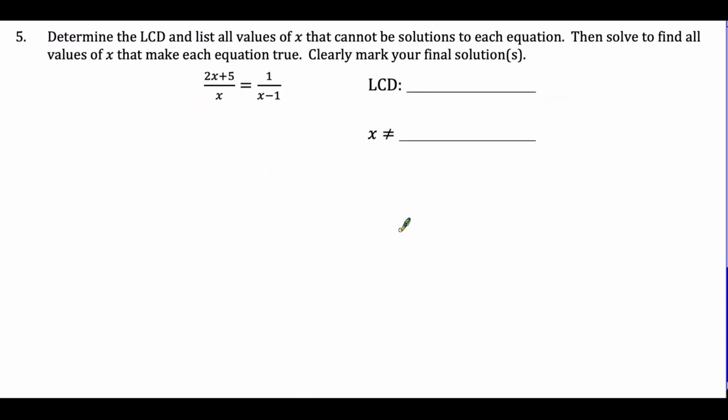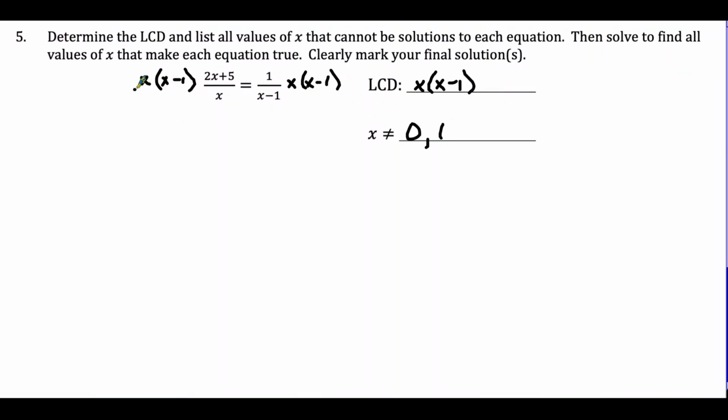For the next one, same process. My LCD is just going to be the collection of all of the factors in my denominator, but if there are repeats, I would only include that factor once. Then my restrictions, for this first factor, I could not get 0. For my second factor, I could not get 1. And again, I can set each of those individual factors equal to 0 to figure out what restrictions I should have. So I'm going to multiply both sides of my equation by my LCD.